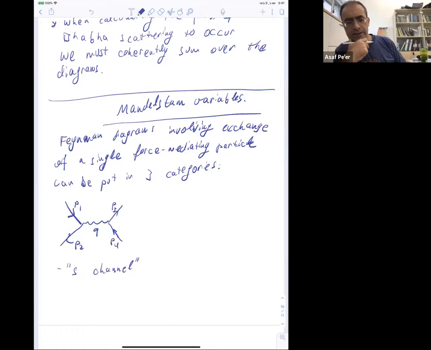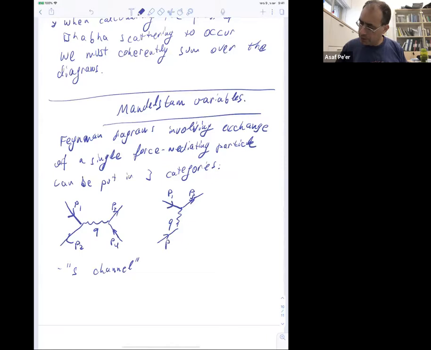S stands for space. We can also have what we had previously, that the first particle emits a photon or emits a Higgs boson. That's momentum Q. And then ends up with another particle, P3. And put the outgoing particles like that, so it's P2 and P4. That's known as the T channel. T here would stand for time.